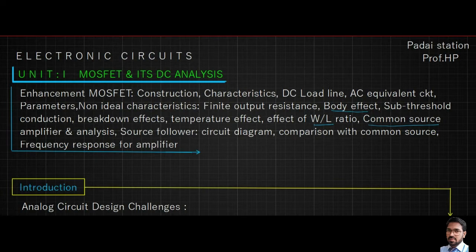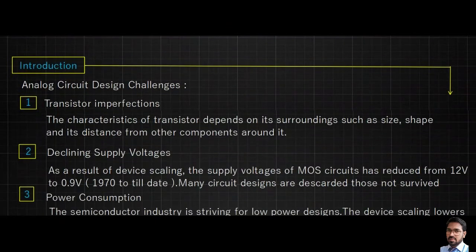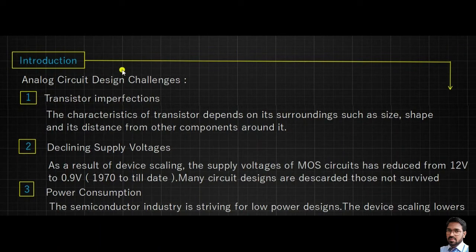So what are the challenges in the fabrication of ICs, analog circuits or digital circuits? These are the analog circuit design challenges. The first thing in the design is transistor imperfections. The transistors are mounted on a thin wafer of silicon. These transistors are scaled and are very small in size. They are seen under a microscope and integrated to make circuits.